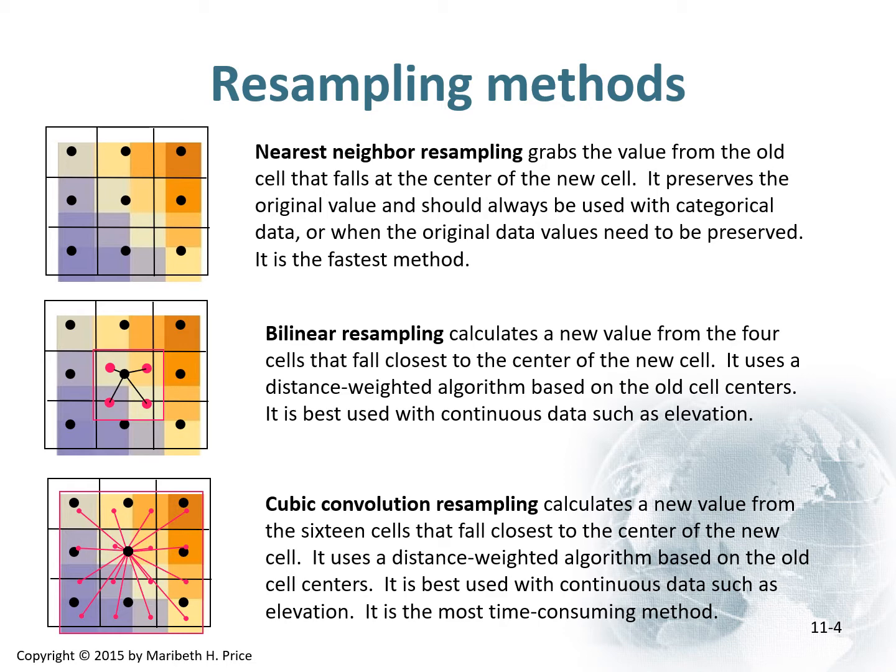Cubic convolution is basically the exact same process, except it looks at the 16 closest cells. So it looks at a larger area. It's also the most time consuming.